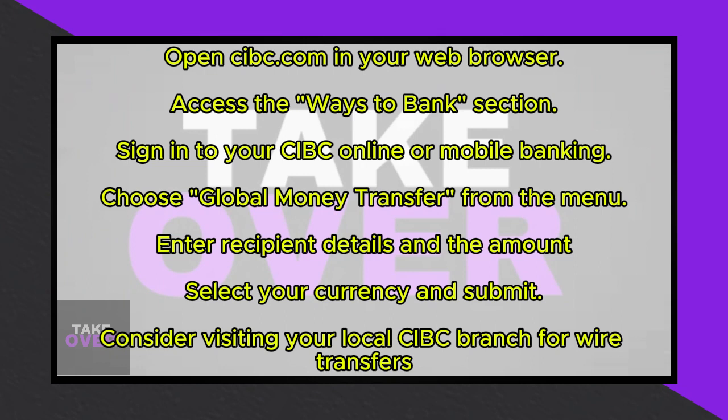If you're dealing with a substantial amount of money, you might want to consider a wire transfer instead. Visit your local CIBC branch and inquire about the wire transfer process. You'll need to provide the recipient's Scotiabank account details and complete any required forms.